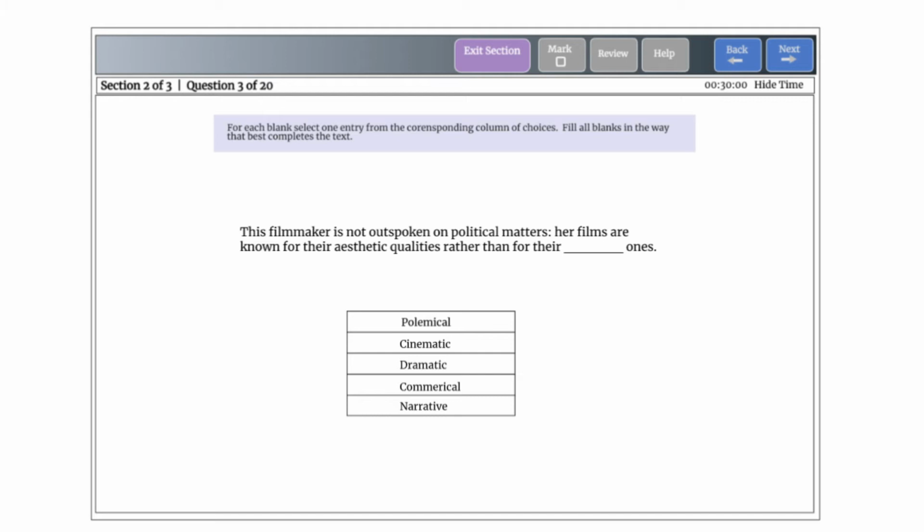And that might be true, but given this sentence, especially the first half of it, this filmmaker is not outspoken on political matters. We need to match that meaning. We need to match the meaning that is given to us. We don't need to make up our own meaning for this sentence. And so we have this option here, polemical, relating to or involving something strongly critical, controversial, or disputatious, which is precisely what it means if something is political, right? So if she's not outspoken on political matters, then her films are probably not known for their polemical qualities. And that is the right answer.